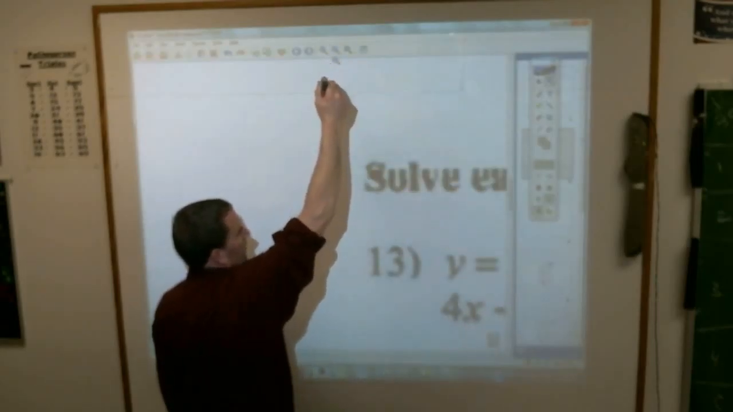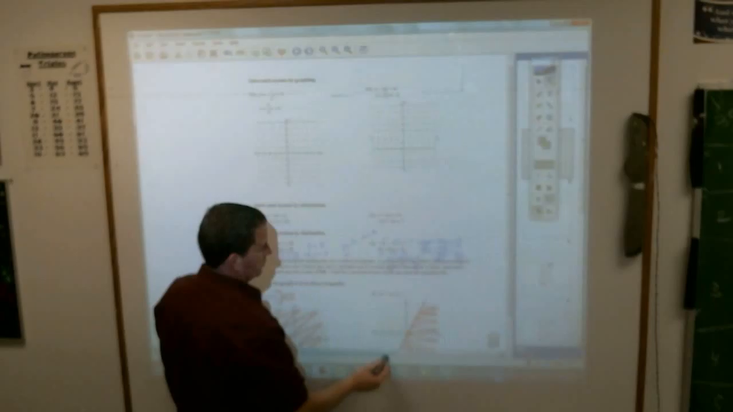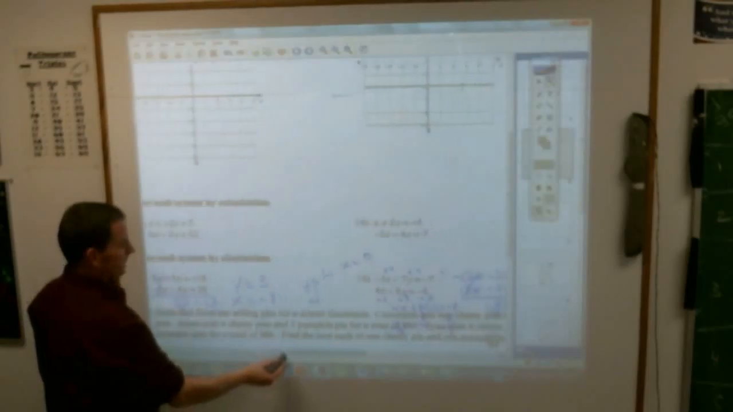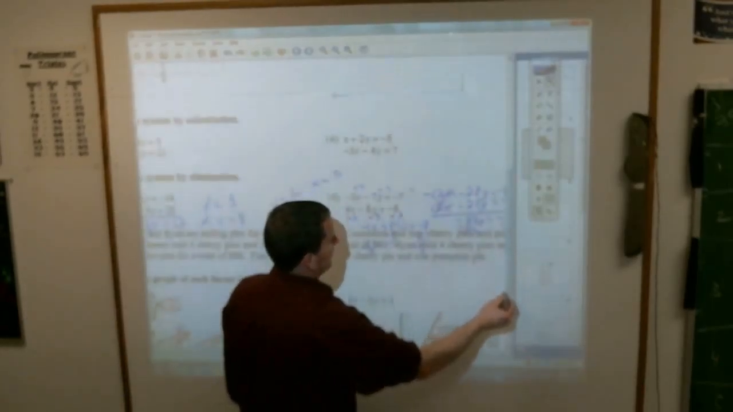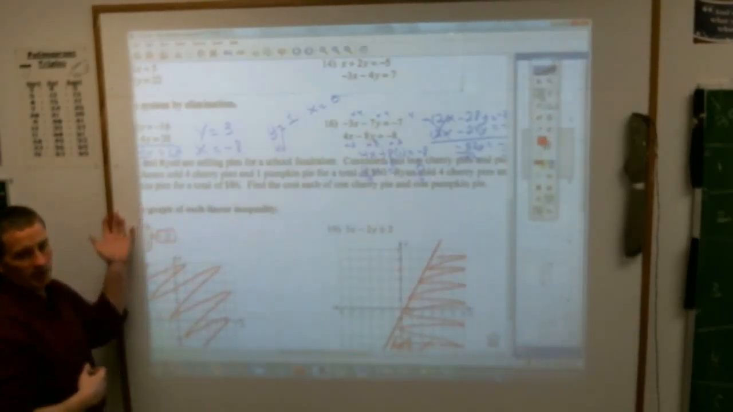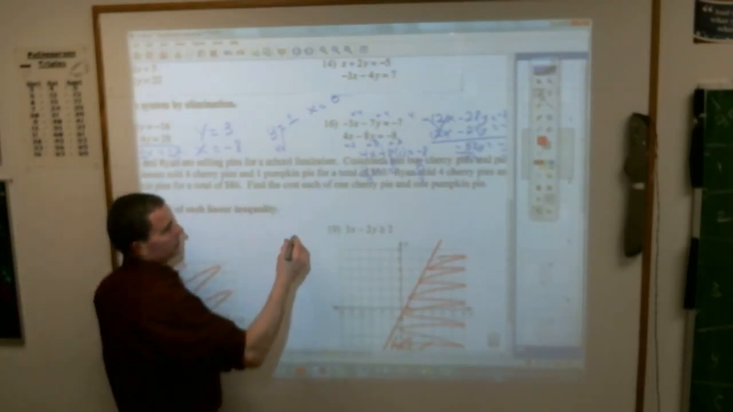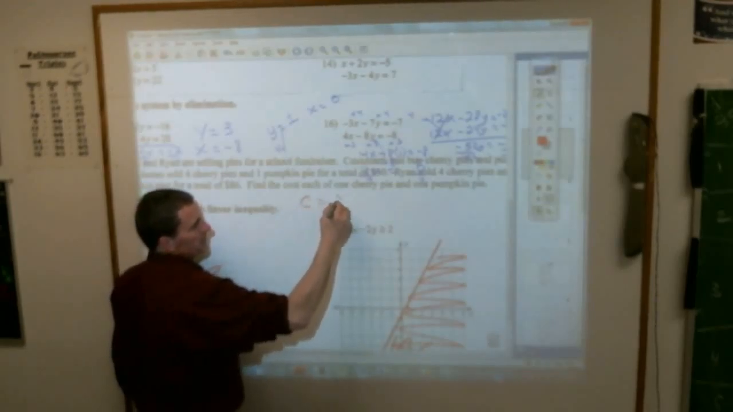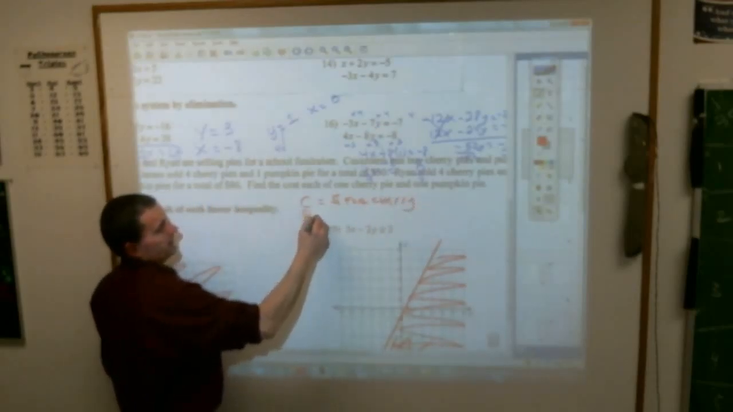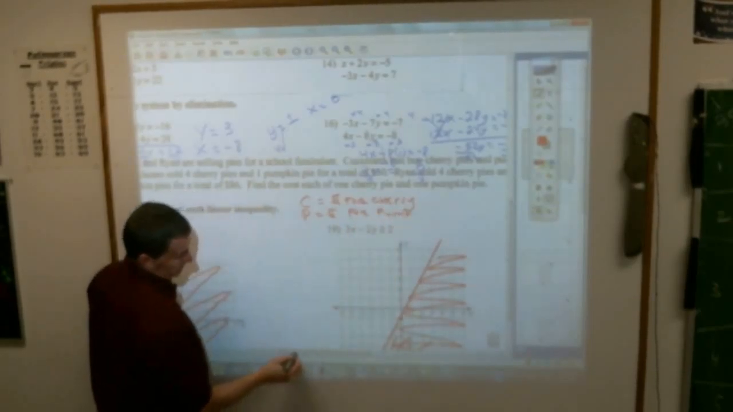Does anybody remember what step number 1 all it said to do in these problems is to do what? If it's a word problem, the first thing you should do is, yeah, I called it defining your variables. You need to say what are your two unknowns? I want to know how much a cherry pie and a pumpkin pie cost. So I would make C equals dollars for cherry pie, and P is dollars for pumpkin, and then just write my equations from there.